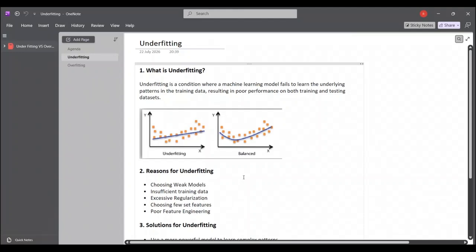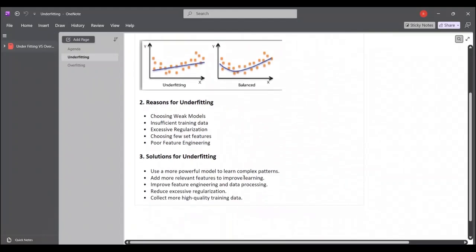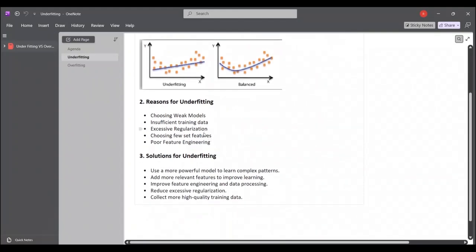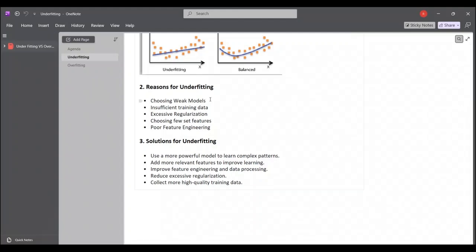Now let's discuss the reasons for underfitting. There are several reasons why underfitting occurs. The first reason is choosing a model that is too simple. Some problems are naturally complex and require advanced algorithms. If we use a very basic model for such problems, it cannot capture the hidden relationships present in the data.